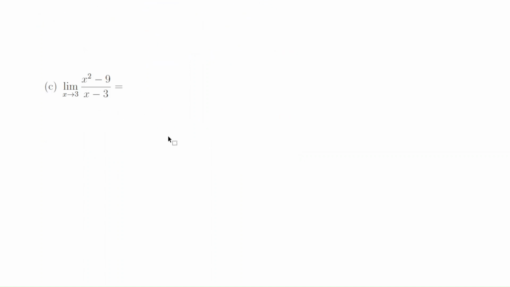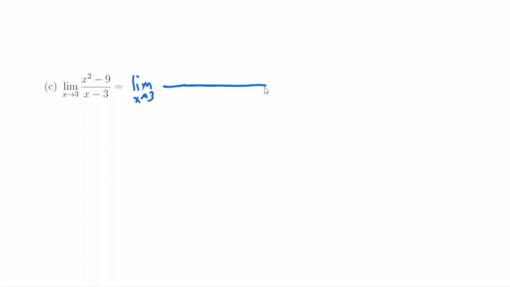Okay, what about this? Limit as x approaches 3 of x squared minus 9 over x minus 3. Well, x squared minus 9 is a difference of squares. By the way, can we do limit of the quotient equals quotient of limits? Can I write limit of the top divided by limit of the bottom? No, because we get 0 in the bottom. In fact, when we plug in 3, notice we get 0 over 0. So the limit might exist. Okay, we'll have to see.